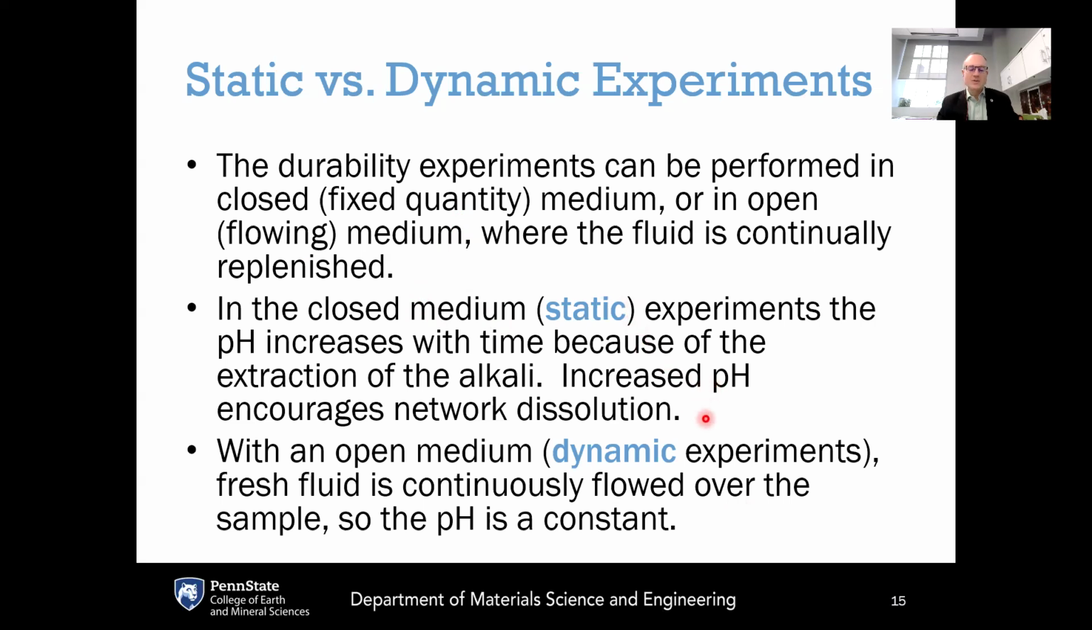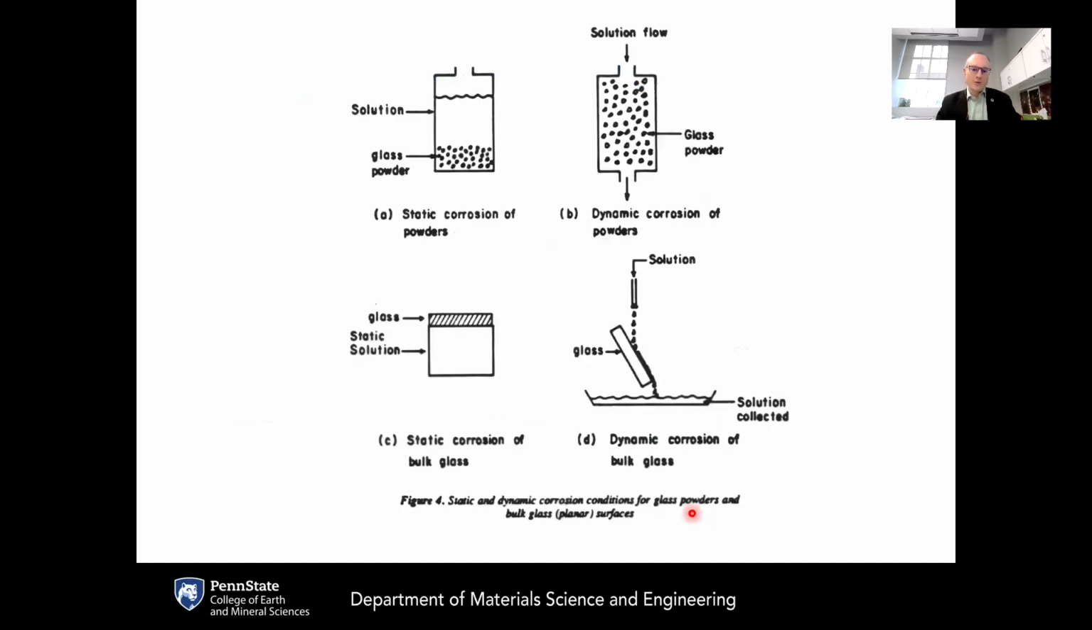So in a static experiment, you can explicitly see the two stages of this corrosive attack. Stage 1 dominated by leaching and stage 2 dominated by etching after the pH increases above about 9. However, if we do dynamic or open corrosion experiments, then fresh fluid is continuously flowed over or through the sample, and therefore the pH of the experiment is constant because it is continually being refreshed with new fluid.